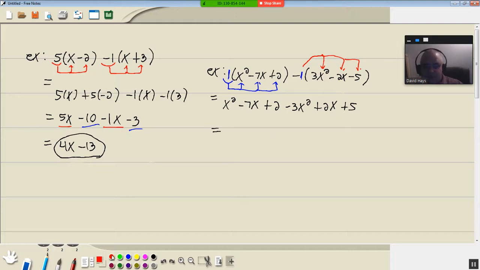Now to combine like terms. Like terms is the same variables, the same power. Here's an x squared and here's an x squared. So we're going to add or subtract the numbers in front. So we got 1 minus 3, which gives us negative 2x squared. Now here's an x and here's an x. Negative 7 plus 2 is negative 5, and then the x remains. And numbers. 2 plus 5 gives us 7. And that would be our answer.